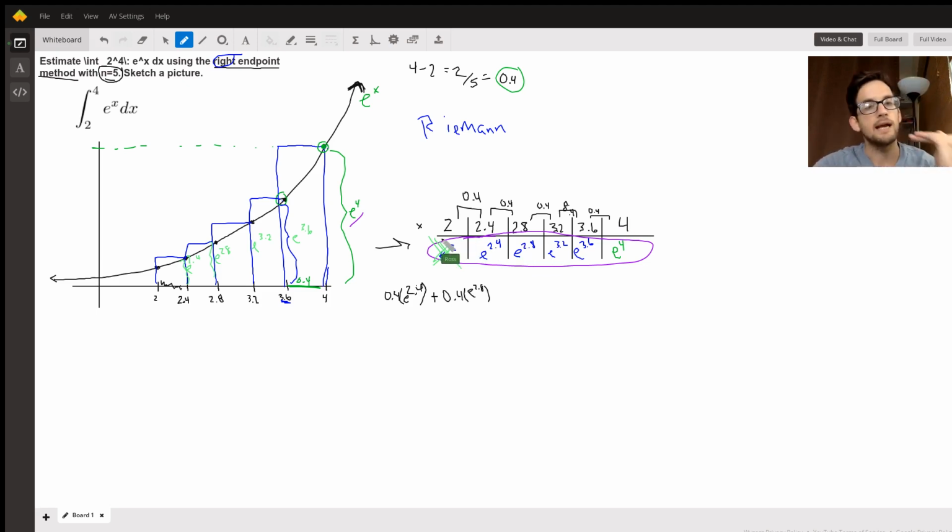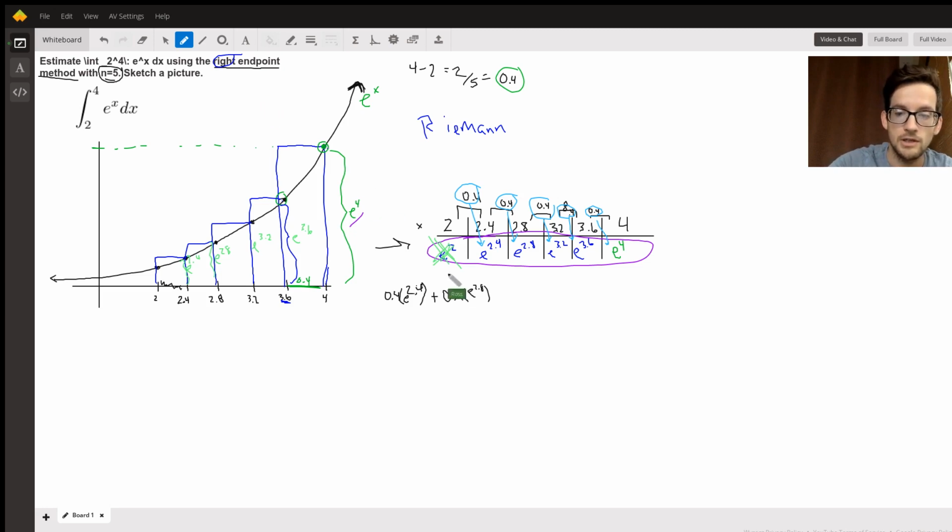And then in this right-hand sum, every one of those widths is getting multiplied by the next y value. So the first is multiplied by e to the 2.4. The next one is multiplied by e to the 2.8. And then we just keep going until we run out of values. And it should end up that you don't have any leftovers. If you have leftovers that you didn't use, something went wrong.